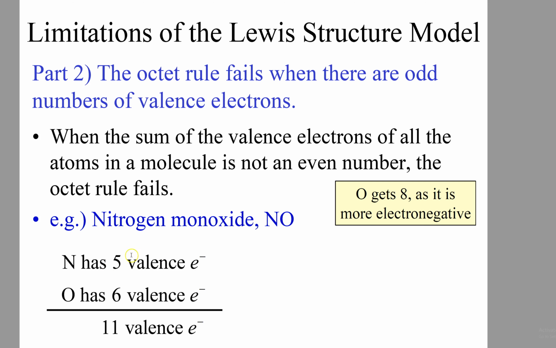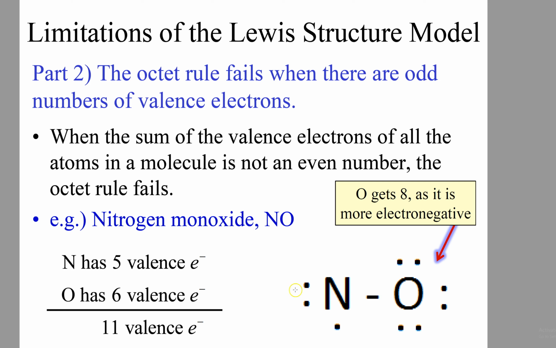So N has 5 valence electrons and O has 6. If you add them up, you get a total of 11 electrons. And so the problem here is that because you have that odd number of electrons, you're going to have to deal with this specific case. So NO here has 2, 4, 6, 8, 2, 4, and then you got that 5 in there.